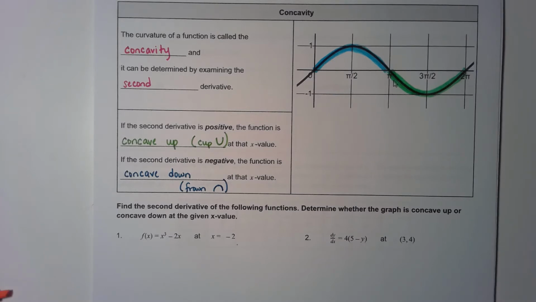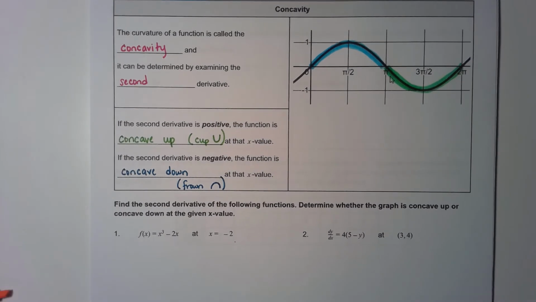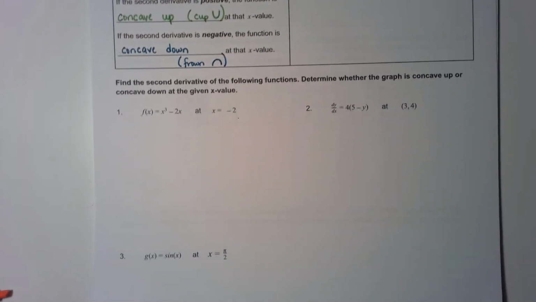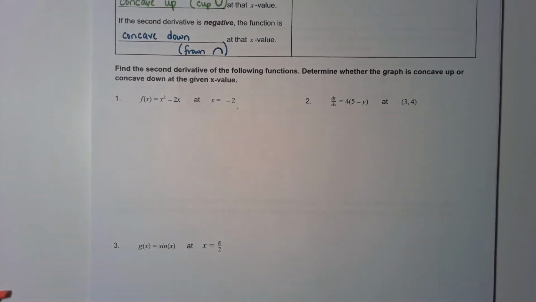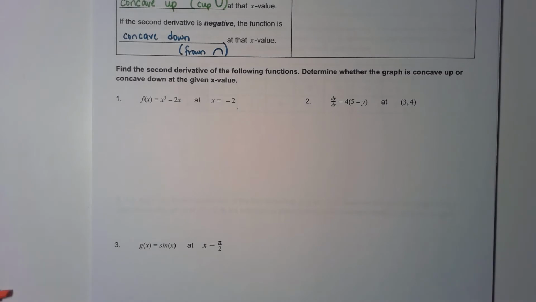Okay, how does this help us decide if our tangent line is an over or underestimate? Well, first what we need to do is practice figuring out whether we have a function that's concave up or concave down. So find the second derivative of the following functions and then determine whether the graph is concave up or concave down at the given x value. So let's start with problem number 1. f of x is equal to x cubed minus 2x at x equals negative 2. We're trying to figure out, is it concave up or concave down?